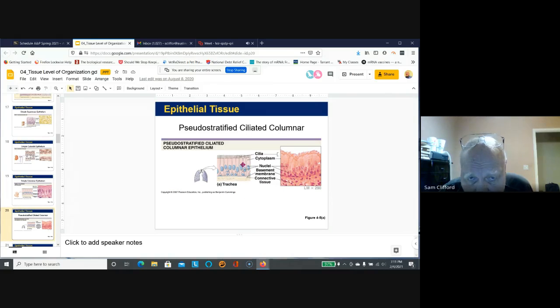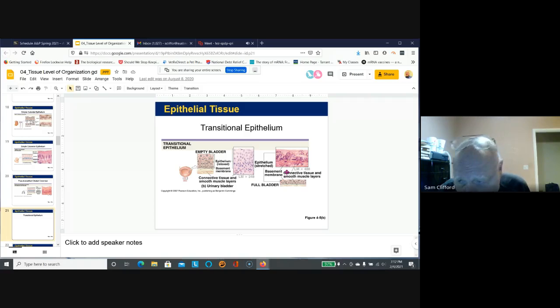Pseudostratified ciliated is found in the trachea and the upper respiratory system, your nasopharynx and so on. It has cilia. It looks like it's more than one layer, but it's only one layer. The nuclei seem to be multiple layered, but it's pseudostratified. So it's found in your trachea. The cilia move to remove dirt and dust, put them in a mucus secretion, and get rid of that dust and dirt. We're not going to worry about transitional epithelium.